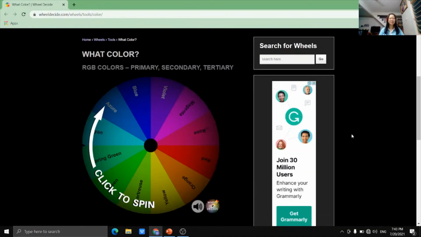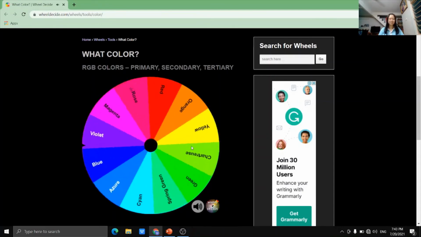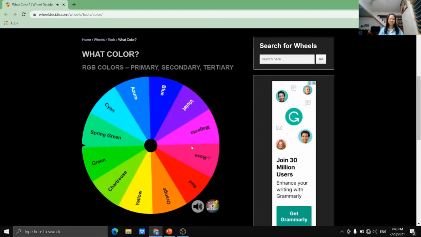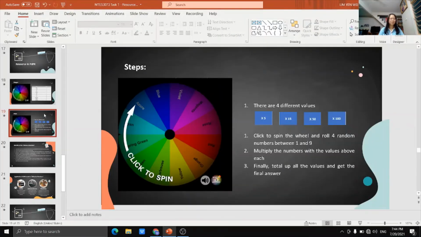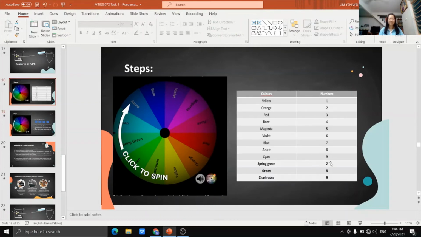As you see, here is the number spinning wheel. So I'm going to spin it for the first time. I get spring green here. As shown in the table here, we know that spring green represents 2. So let me jot down 2 on a piece of paper first.